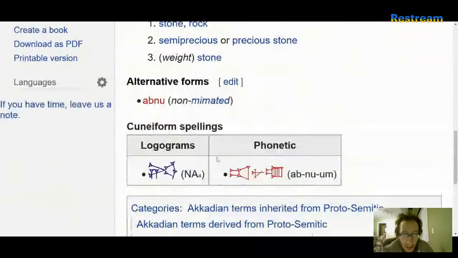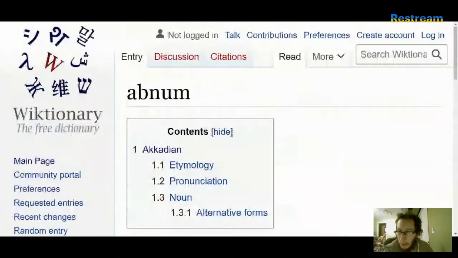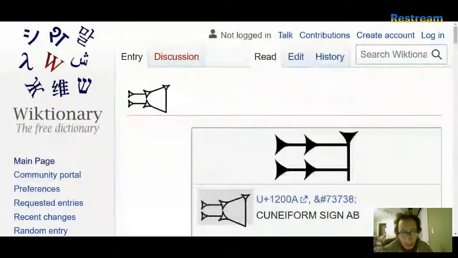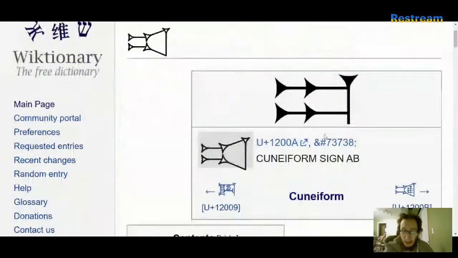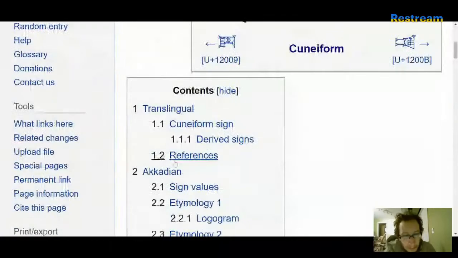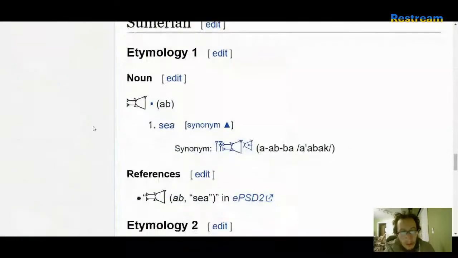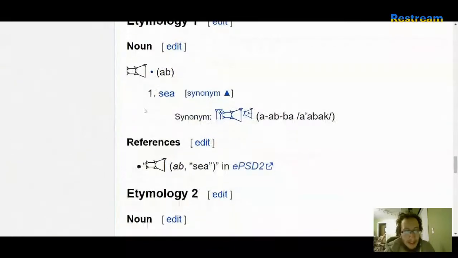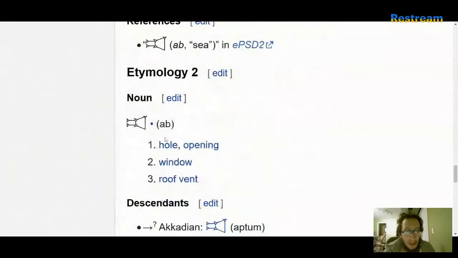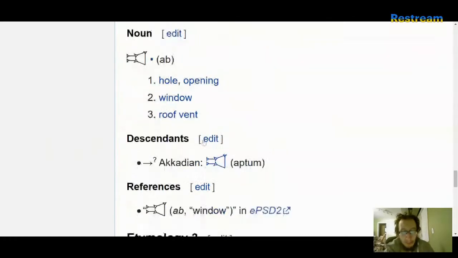But the other way of spelling it, the phonetic way of spelling it. So the first one is ab. So let's take a look at ab. The first word or letter, because words and letters are the same in Akkadian, essentially. So the first word here is ab. It means see. It can also mean a hole or a window. It's an opening.